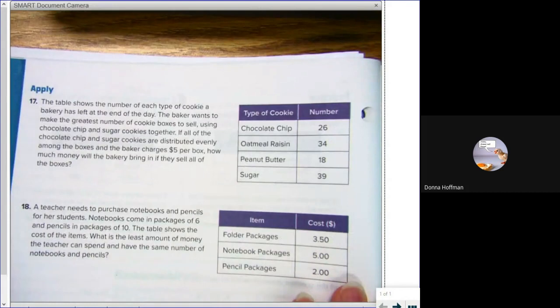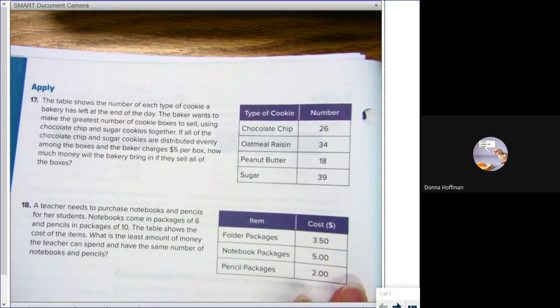Number 17, the table shows the number of each type of cookie that a bakery has left at the end of the day. The baker wants to make the greatest number of cookie boxes to sell. Again, if you're grouping something into a box or a basket, it's greatest common factor.